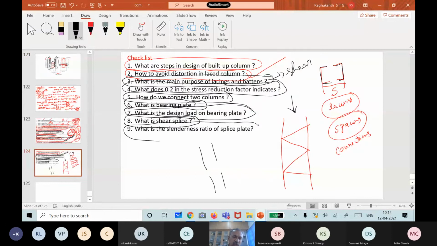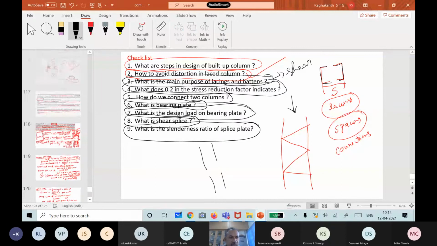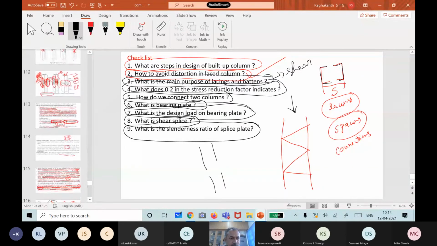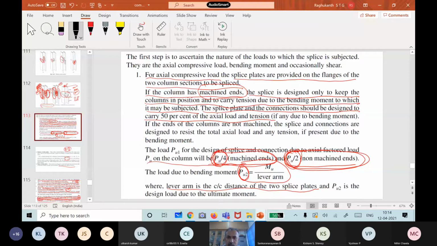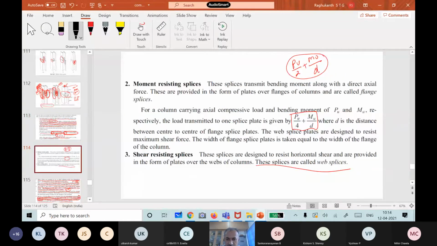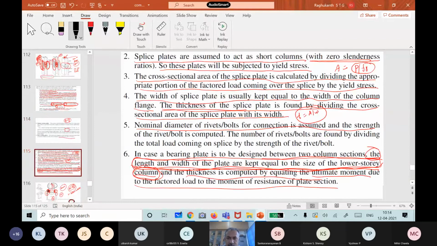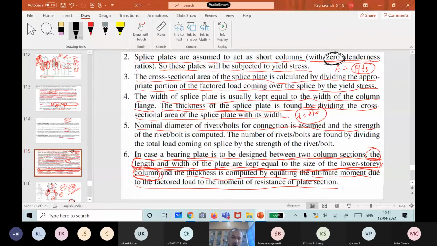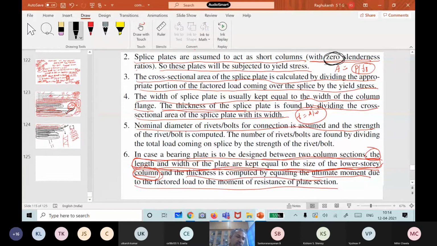Now what is the slenderness ratio of the splice plate? This is very important. What assumption did we make in the design steps? Short columns. So what is the slenderness ratio? Short column means its slenderness ratio is 0.2 or less, almost 0, you followed. Of course, 0.2 or less is as per the code, but that is how these are assumed. So this you followed, right?